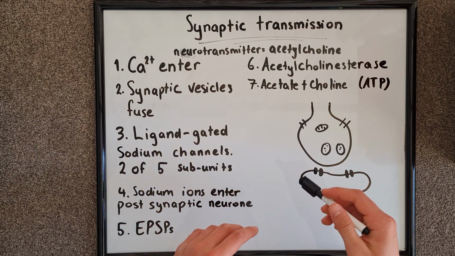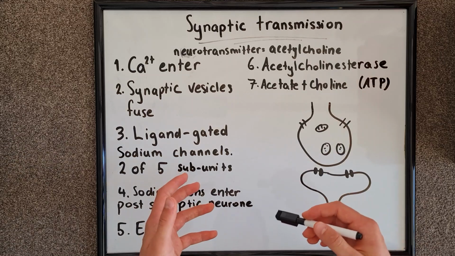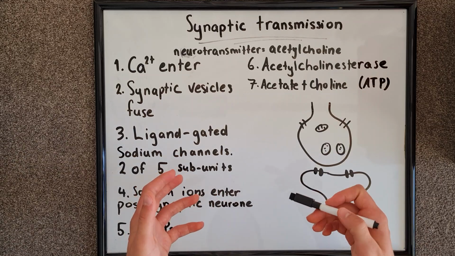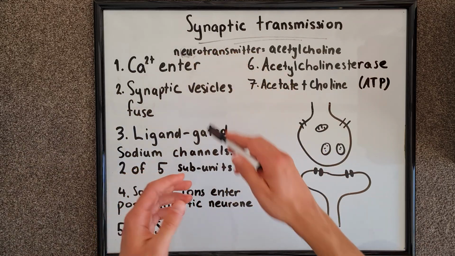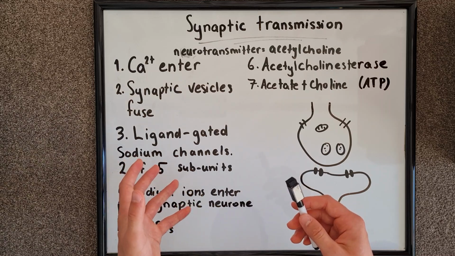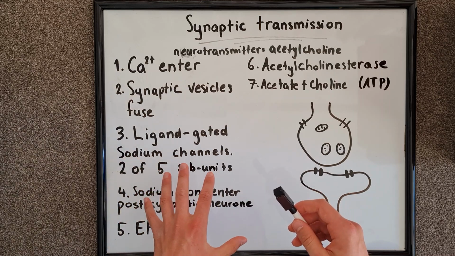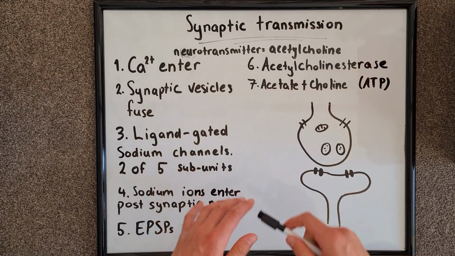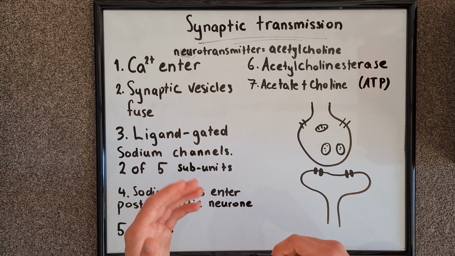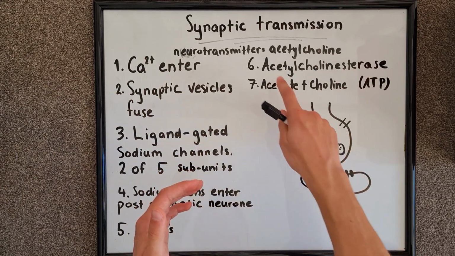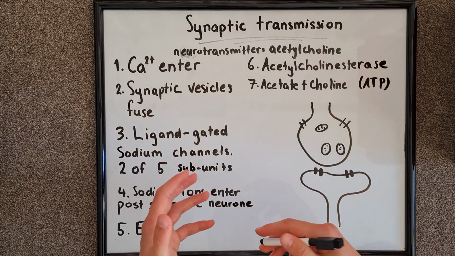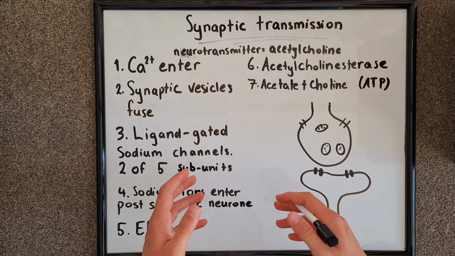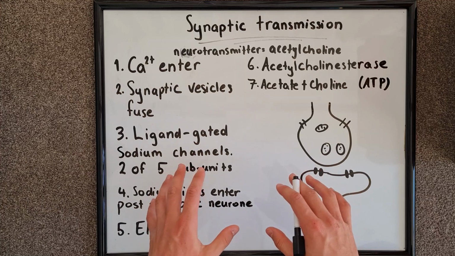Now, the way that the synaptic transmission works is by using chemicals that are called neurotransmitters. And a type of neurotransmitter that we will actually be looking at today is acetylcholine. Now, where the synapse uses acetylcholine as the neurotransmitter, it is going to be called a cholinergic synapse.